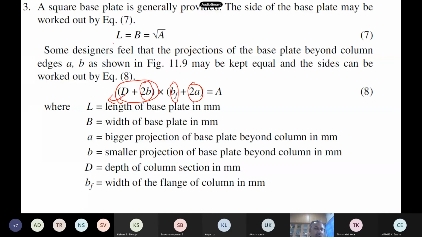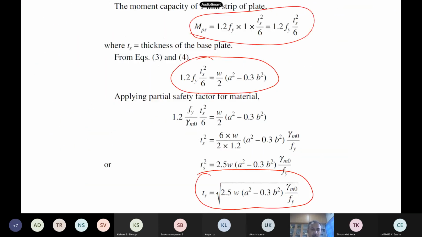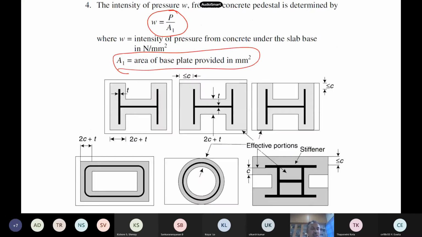Once you know the thickness, you decide the overhangs and other things by trial. You can take some guidelines like L is equal to B, and then something like the square root of the area. You check the thickness once again, and then find the thickness using that formula, this one, which we have already derived here. Finally you verify once again whether this pressure is less than 0.45 fck. If it is fine, then the design is perfectly fine. Otherwise, you have to revise your design itself.